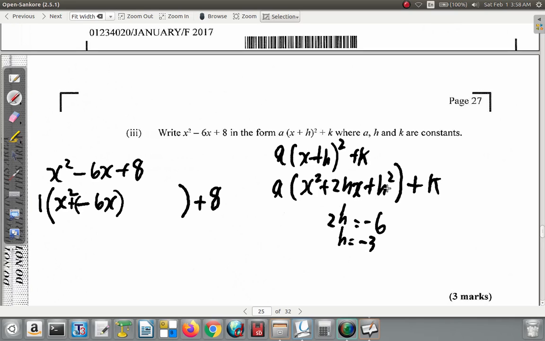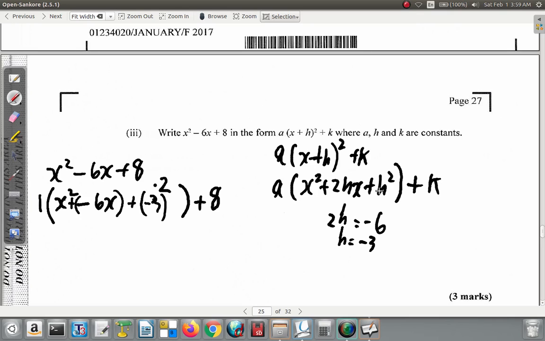Now we say plus h squared. So we find out what h is. h is negative 3. So we want to put plus h squared. But our plus h squared would be plus negative 3 squared. That's what it would turn out to be. You see that?